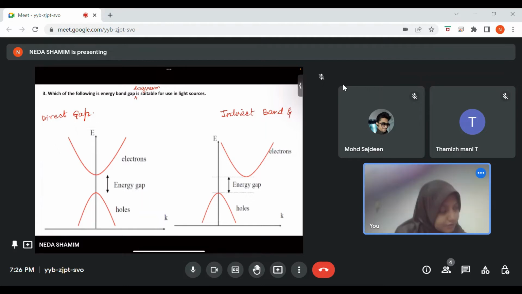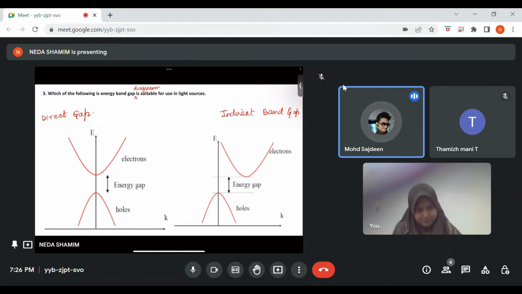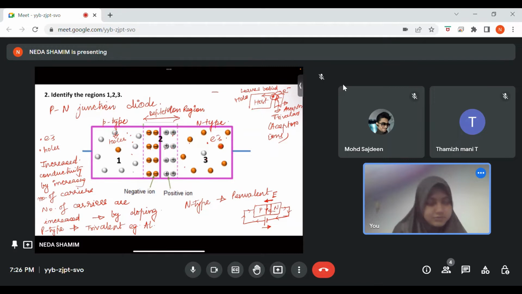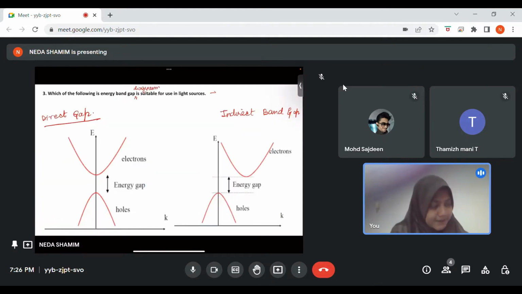So I want to ask the question: which one is suitable for use in light sources? Ma'am, direct band gap. First one. Okay. So the answer to this is a direct band gap, which is the first diagram. Suppose this is diagram 1, this is diagram 2, so first diagram. Now my next question, why?